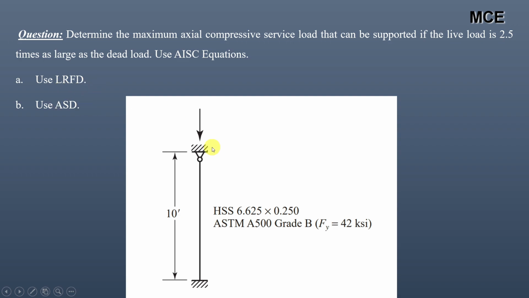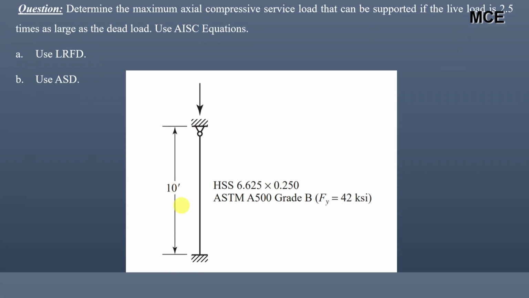The column which we are using is round HSS 6.625 cross 0.25 of ASTM A500 grade B having yield stress of 42 KSI. And you can see the unsupported length of the column is 10 feet.